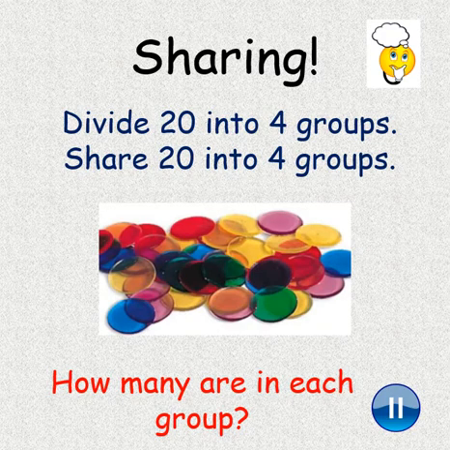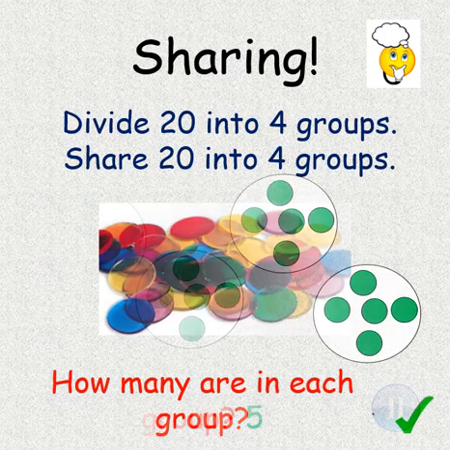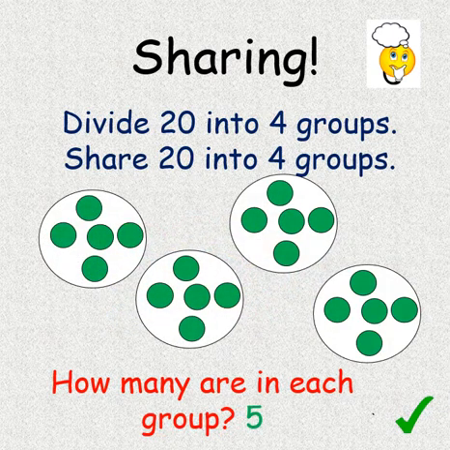Okay, the last one I want you to do. I want you to divide 20 into 4 groups this time. Pause the video here so you've got time to do it. So this time you should have had 4 groups and you should have divided 20 into them. And you should have worked out that there are 5 in each group. Well done, everyone.